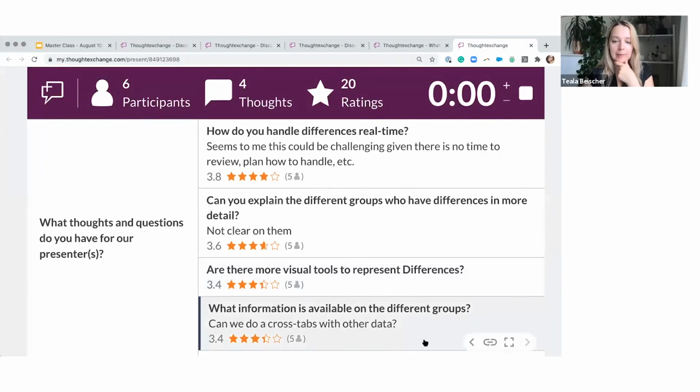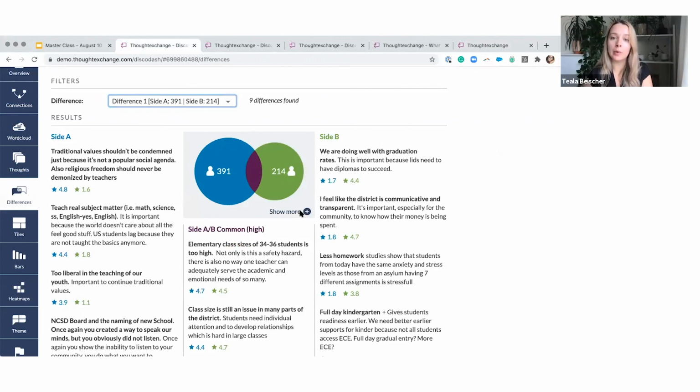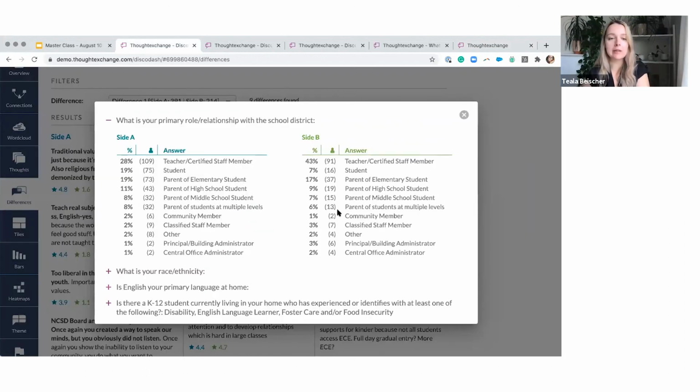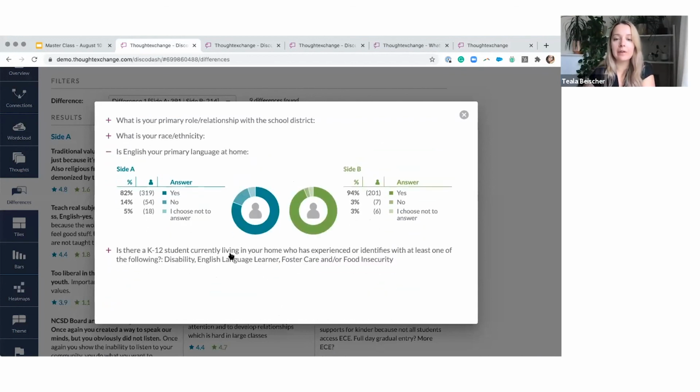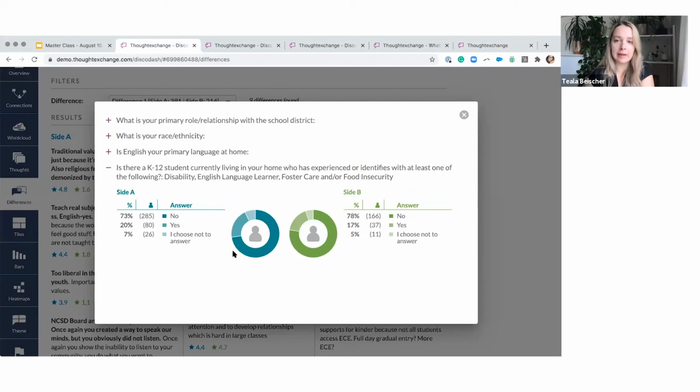So what information is available on the different groups? Can we do cross tabs with other data? So what you can do is start to really dig into who composes the different groups with the survey questions. So you can understand what is group A, what is group B, and then start to glean some insight there. What I'll have you think about too is, is there any common story that's showing up for side A and side B? And how does knowing who that is inform your understanding of that story? Is there any common sentiment that's showing up for side A or side B, and seeing differences in the survey questions, so differences in your demographic groups that you can see here, does that inform it more?